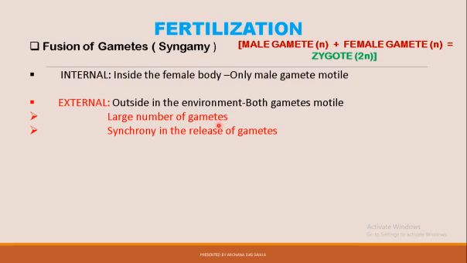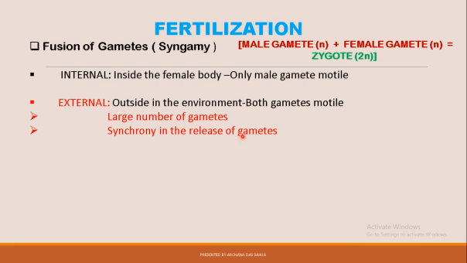That means when the gametes are released into the environment, predators are there. Predators may attack the gametes, they may feed upon the gametes, and that will result in the loss of gametes. So that at least a few of them are left behind and protected, a large number of gametes are produced to increase the chances of fertilization. Then there has to be synchrony in the release of gametes. That means the gametes should be released at the same time.